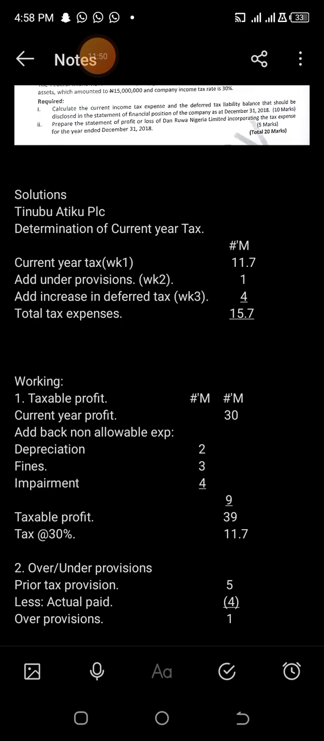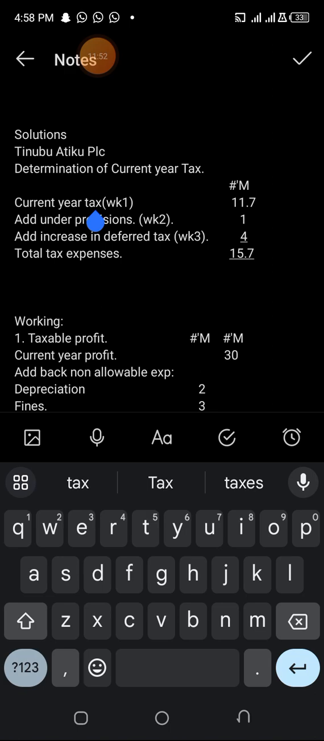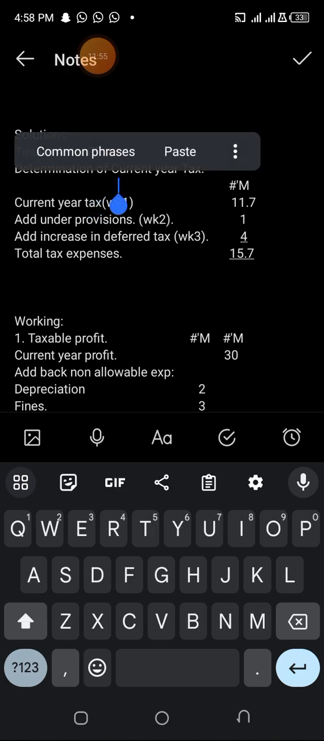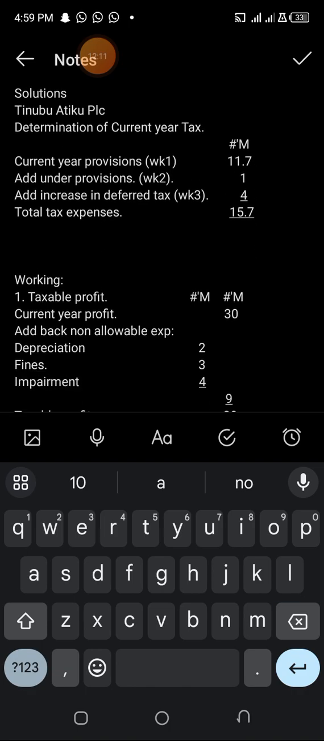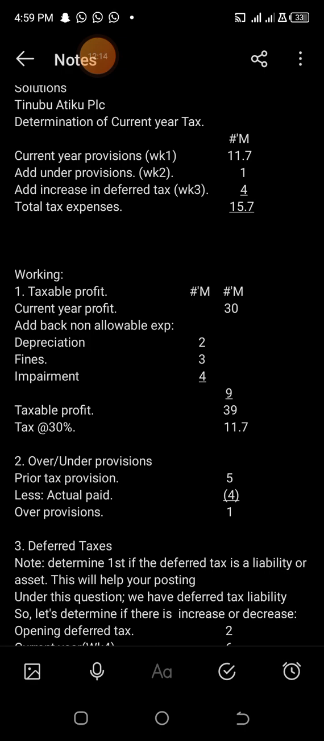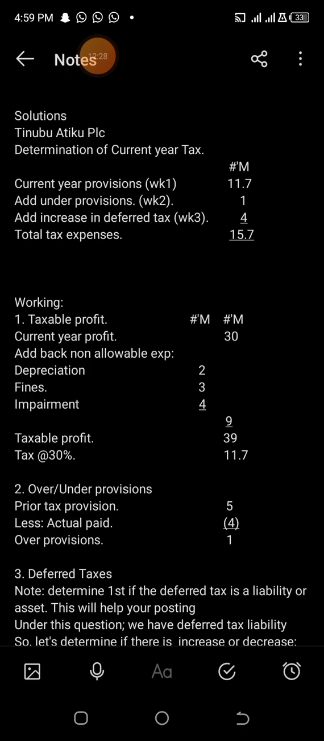Current year tax, or current year provision, not tax as it were. Sorry, please. The current year provision is 11.7 million. And that is what we got from our calculation here. Look at it here. 30 million was the current year profit that was declared. We added back all the non-allowable expenses, and that gives us 39. And then we charge the rate at 30%. We have 11.7. That's why we got this 11.7 million.